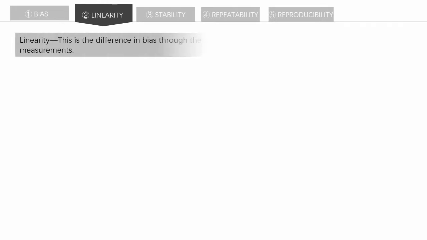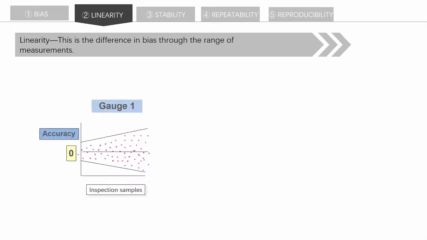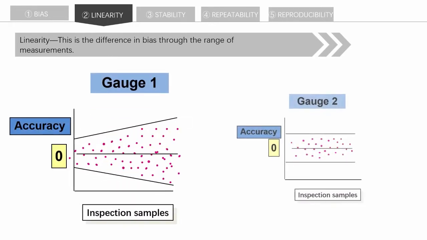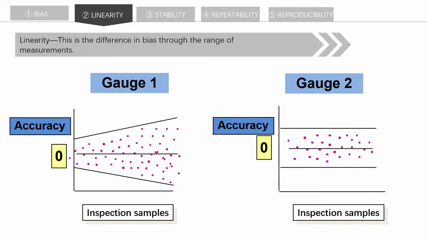Next, we talk about linearity. Linearity means the difference in bias through the range of the measurement. I will show you two figures to give you a clear picture of what kind of linearity is good and what kind of linearity is bad. As the right figure shows, a measurement system that has good linearity will have a constant bias no matter the range of the measurement.